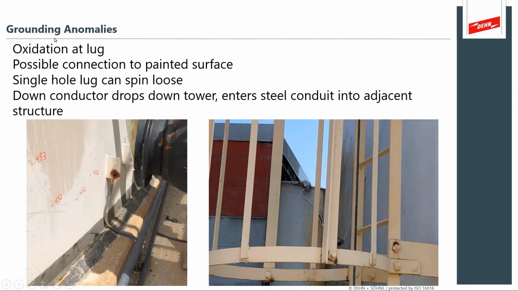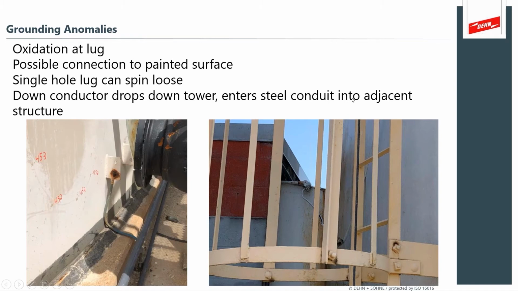Additional grounding anomalies that are easy to spot. You've got oxidation at this lug. It's possible that it's a painted connection, so you're not really getting a good connection in the first place. It's a single hole lug that can spin loose.